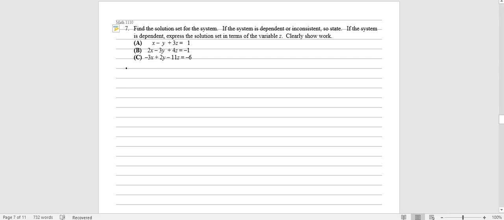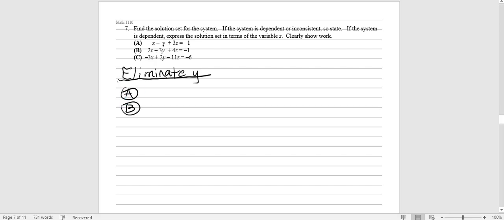I'm going to go with the elimination of y because I have a negative y in equation 1, equation A, and that's going to actually make my work easiest, but I could just as well have chosen to eliminate x or z. You just have to make a choice, and you do want to make the easiest choice. So I'm going to use equation A and B.